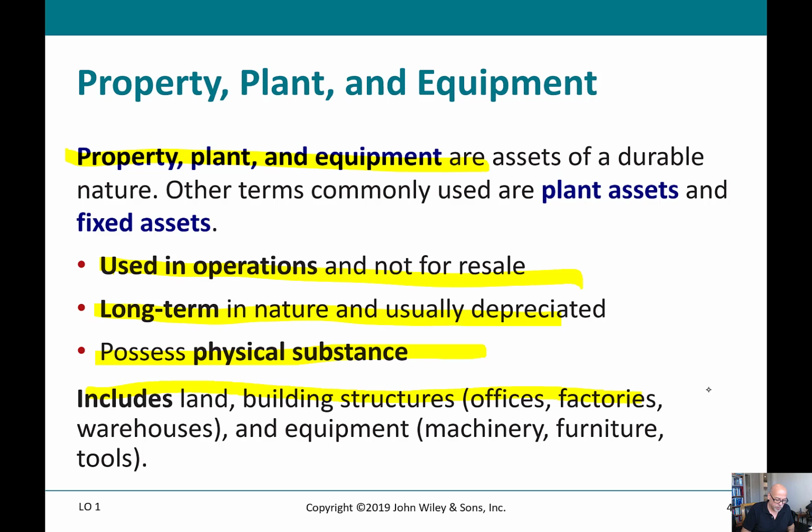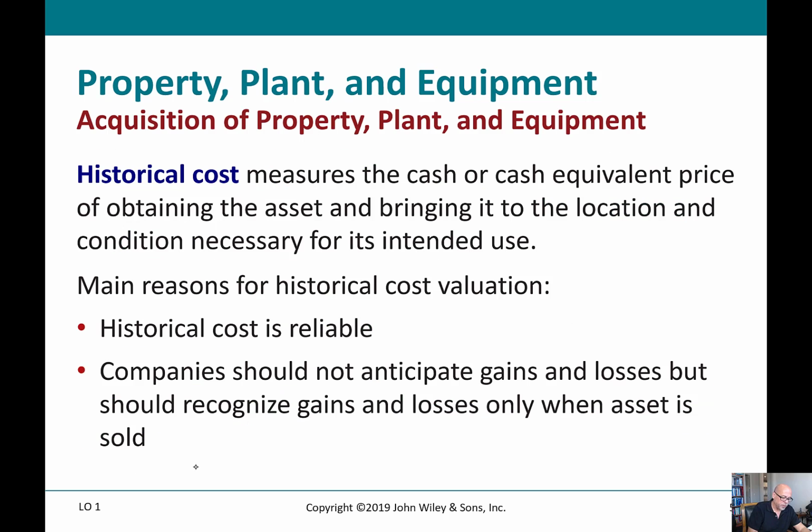Okay, so when we're talking about property, plant, and equipment, you can see the usual suspects here in land, building structures, factory, office buildings, equipment, machinery, furniture. Okay, all right, good. So again, as I've already stated, we will be using historical cost. We use historical cost because it is reliable. What happens? Let's say I have a piece of land and I say, oh, that land is worth $10 million. Look at that land. It's perfect. I love this piece of land, $10 million.